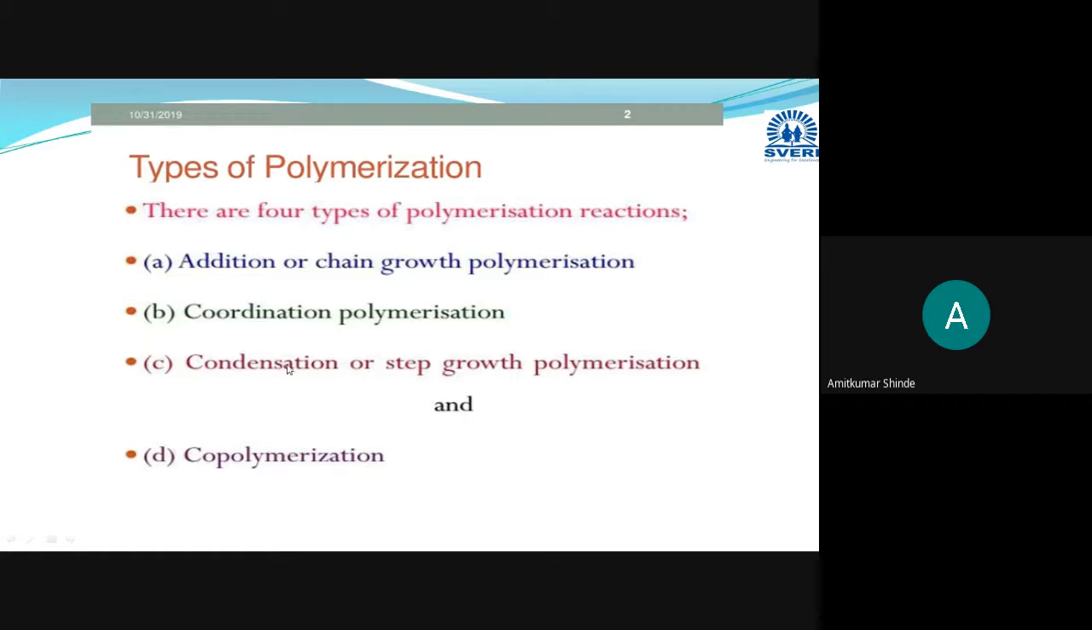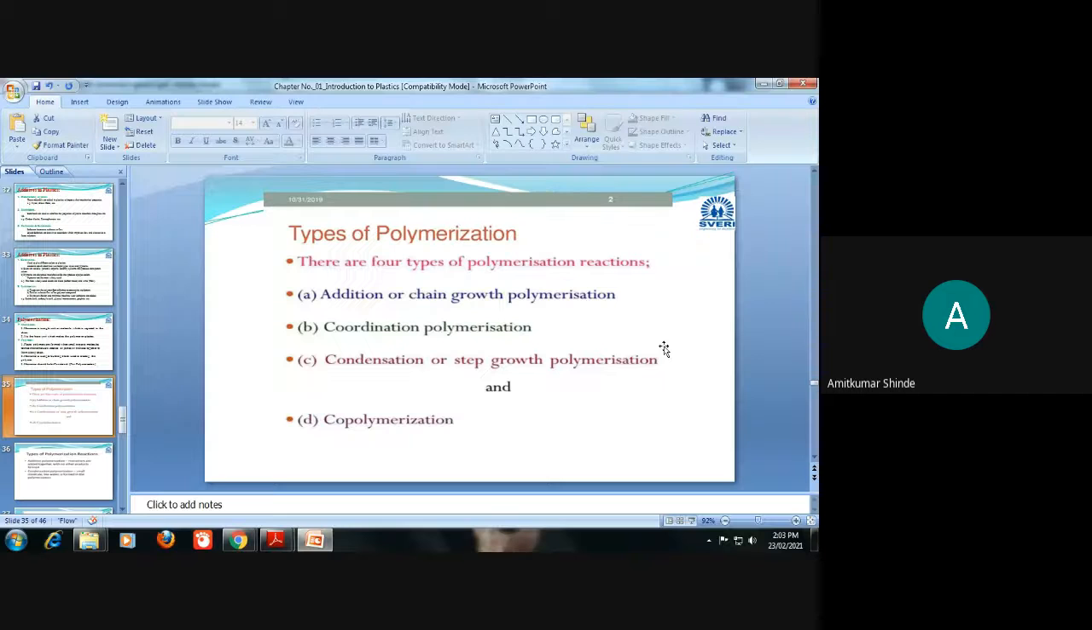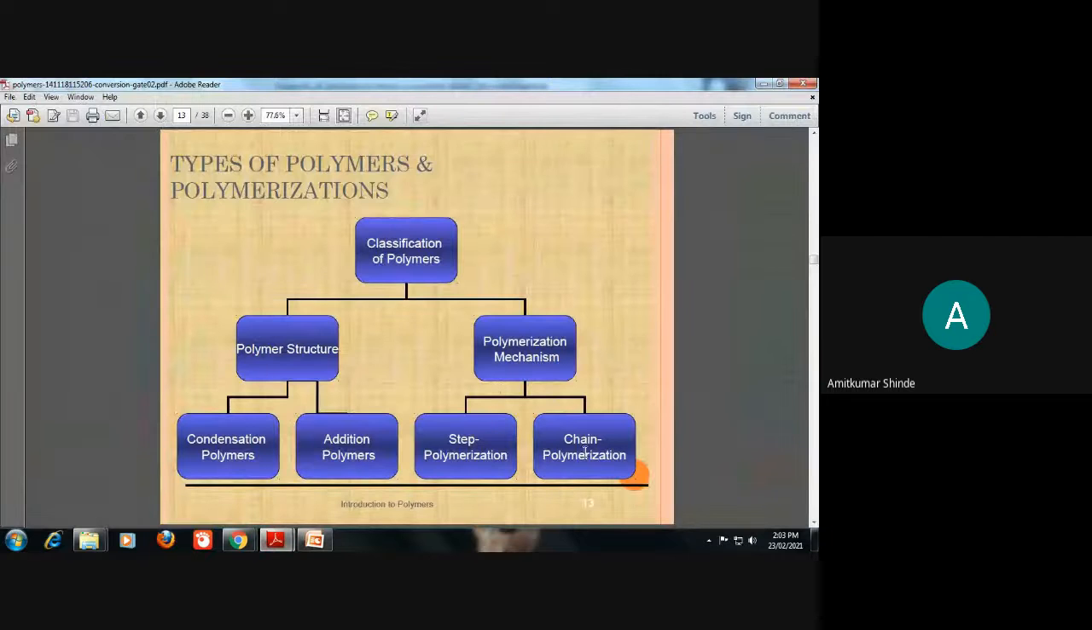But in your syllabus they have added these two only, A and C, whichever I have highlighted here: chain or addition, and step or condensation polymerization. Now we will discuss one by one what is the meaning of chain polymerization and what is the meaning of condensation polymerization.